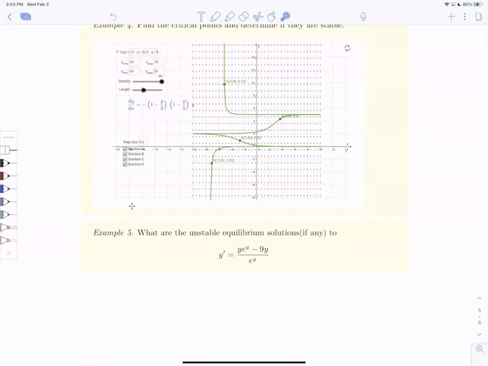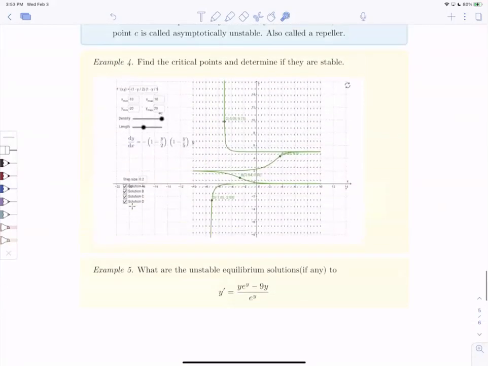Okay. So look at the example. Find the equilibrium points and determine if they are stable. So you're given a graph. This is your function. Remember I said if dy over dx equals 0, whatever your y is, that point is called your equilibrium point. So this is your equation. What is my equilibrium point?